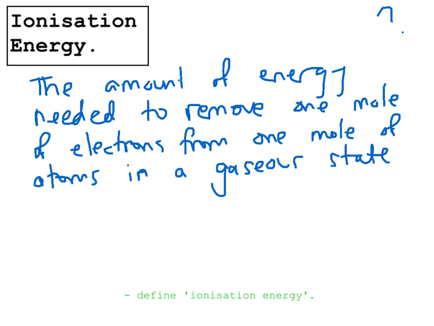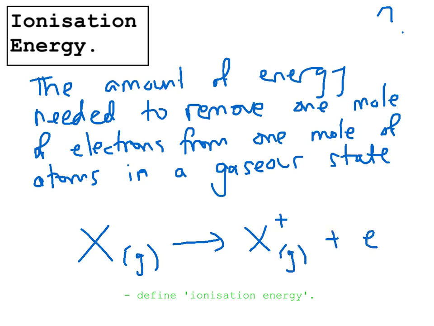Now you can also write a definition of ionization energy using just symbols. In fact, if you were asked to define ionization energy in an exam, you could just use this symbolic form instead. So if you're using X to represent an atom, you could say the ionization energy is the amount of energy needed to perform this reaction. So X, which is a gas, goes to make X plus, the positive ion, which is also a gas, plus an electron. So that is the first ionization energy.